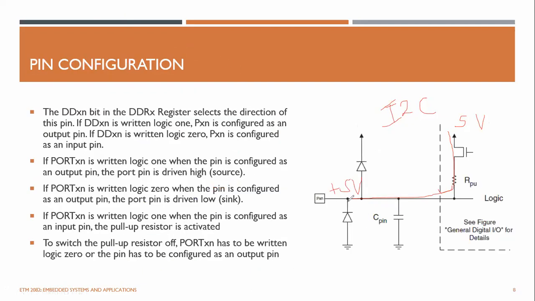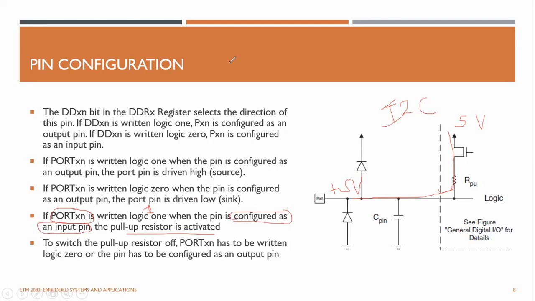Then you have to set this pin so that the port is written logic 1. When the pin is configured as an input pin, the pull-up resistor is activated. So you have to write the logic 1 to the port X register, right? And you have to configure it as an input pin, right?